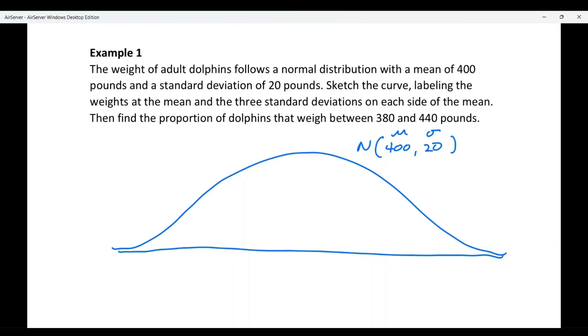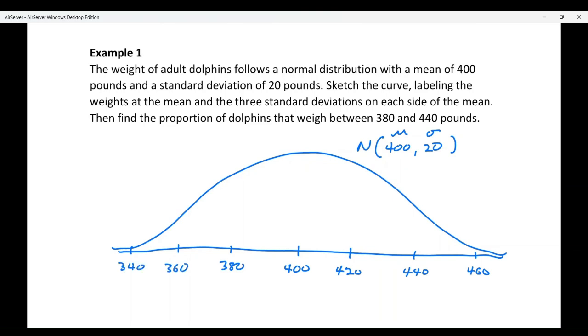Okay, we've got a mean in the center at 400. And then we are to draw out 3 standard deviations to either side. Because the standard deviation is 20, we'll add 20 for every tick mark to the right and subtract 20 for every tick mark to the left. So this is 420, 440, 460. And this would be 380, 360, and 340.